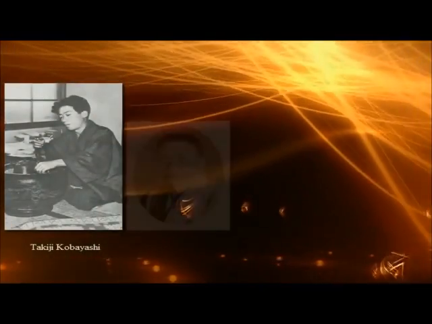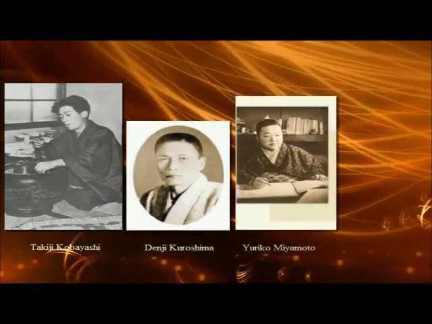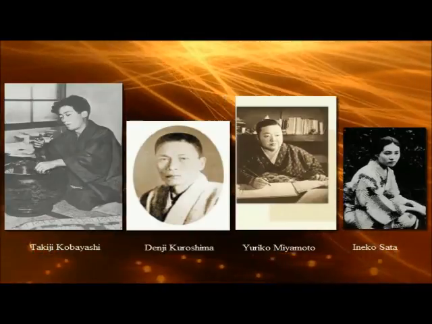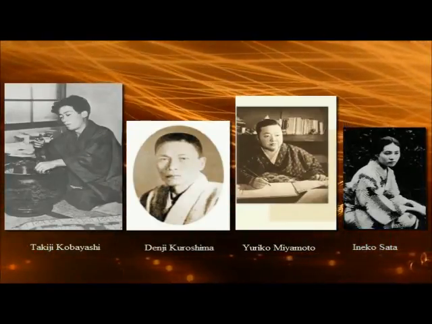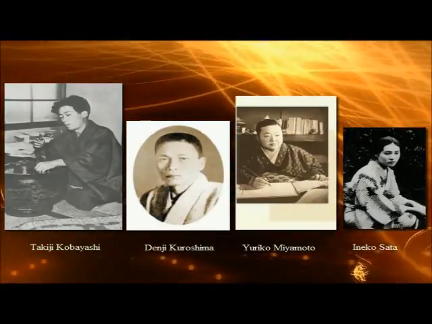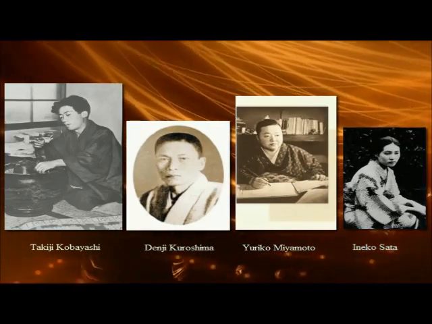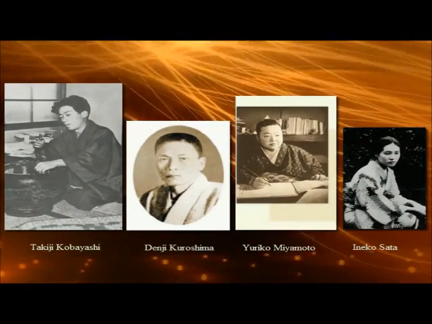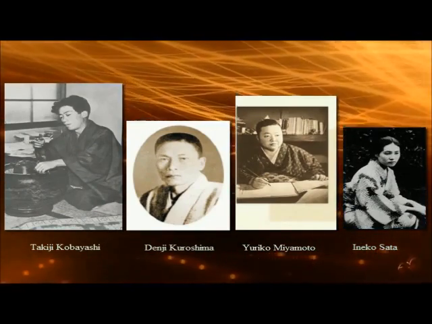During the 1920s and early 1930s, the proletarian literary movement, comprising such writers as Takiji Kobayashi, Denji Kuroshima, Yuriko Miyamoto, and Ineko Sata, produced a politically radical literature depicting the harsh lives of workers, peasants, women, and other downtrodden members of society, and their struggles for change.